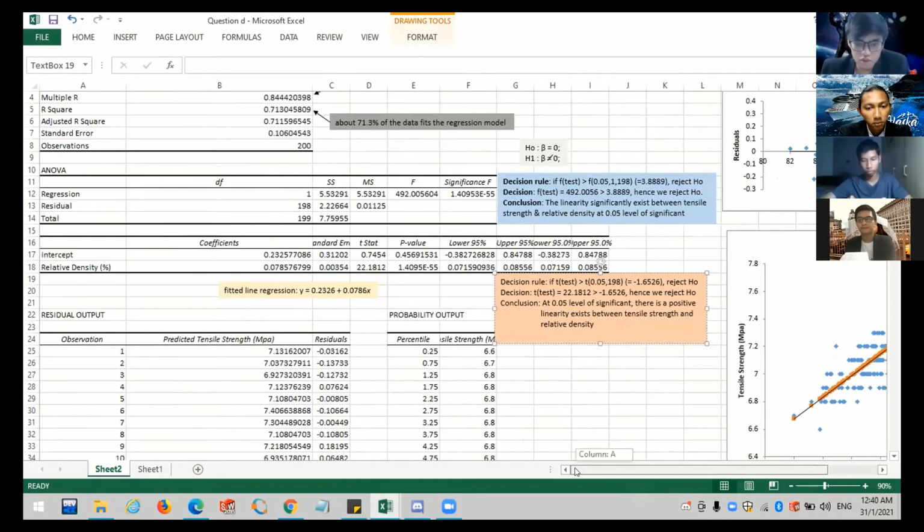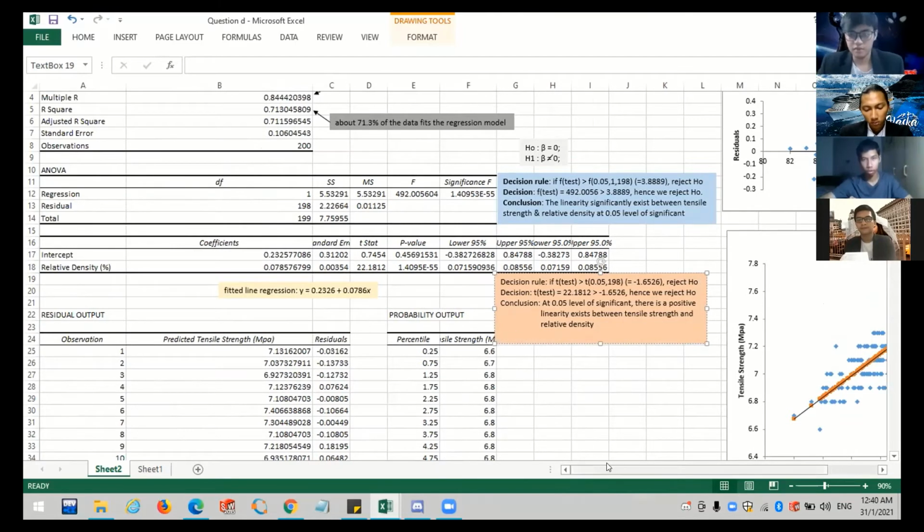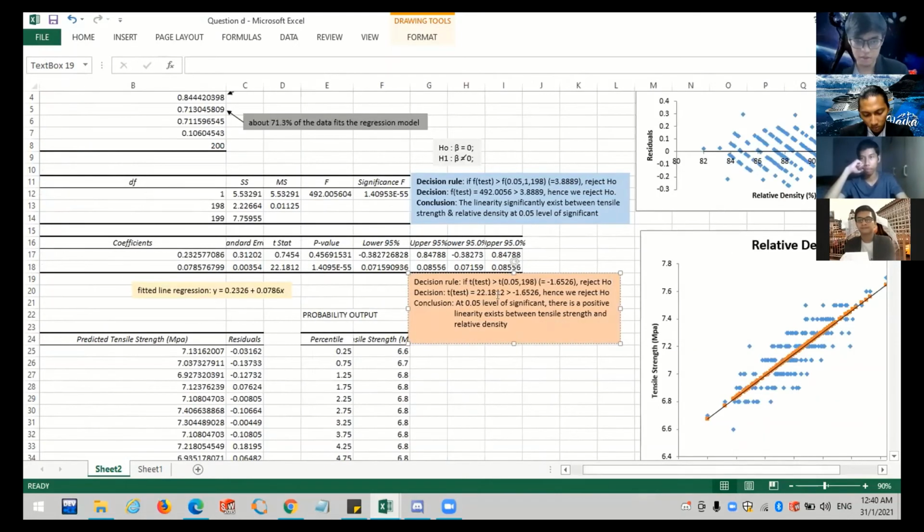Then we move on to the third table, which is intercept and relative density. Same as before, we have to do hypothesis tests for beta. H0 is when beta is equal to 0, and H1 is when beta is not equal to 0. So from the table here, we do the decision rule same as before, but for the t-test. Before this we used the F-test, but this time we use the t-test. So what is the difference? Let's go through the decision rule.